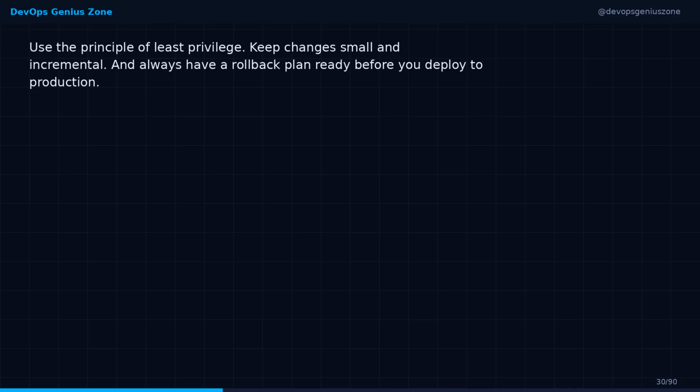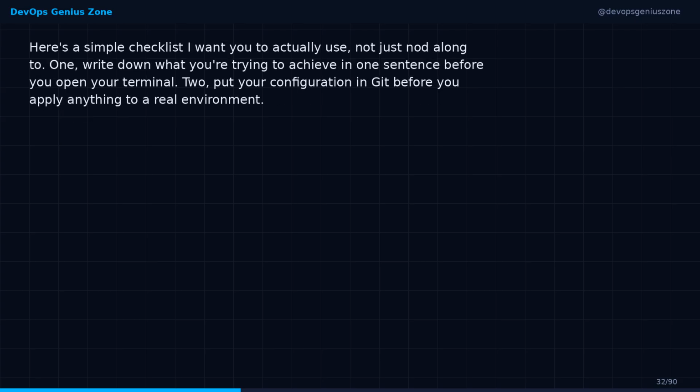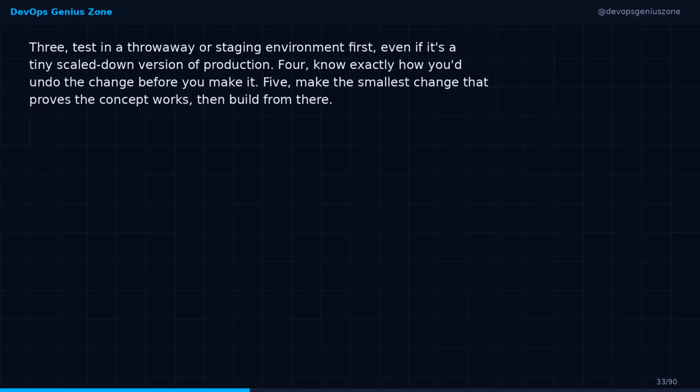Here's a simple checklist I want you to actually use, not just nod along to. 1. Write down what you're trying to achieve in one sentence before you open your terminal. 2. Put your configuration in Git before you apply anything to a real environment. 3. Test in a throwaway or staging environment first, even if it's a tiny scaled-down version of production. 4. Know exactly how you'd undo the change before you make it. 5. Make the smallest change that proves the concept works, then build from there. Engineers who skip straight to step 5 without the first 4 almost always end up debugging something they don't fully understand, under time pressure, which is the worst possible way to learn Kubernetes cost optimization.